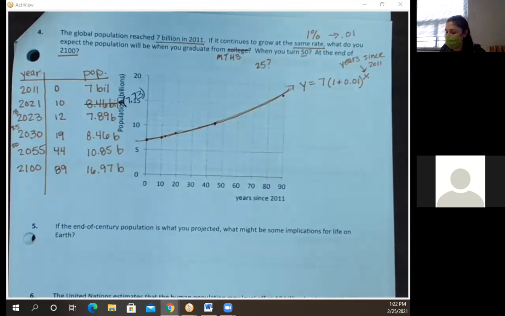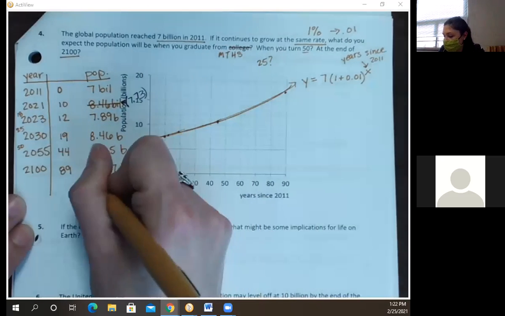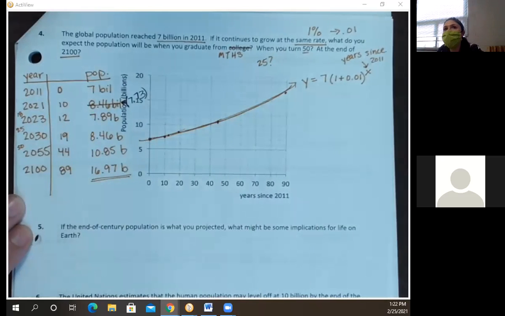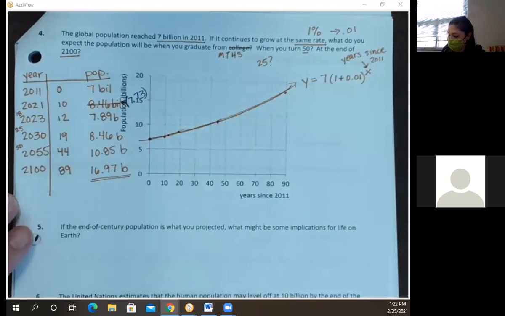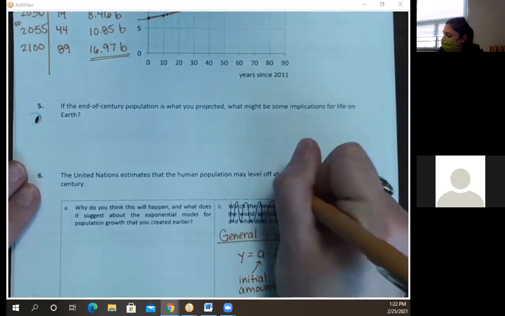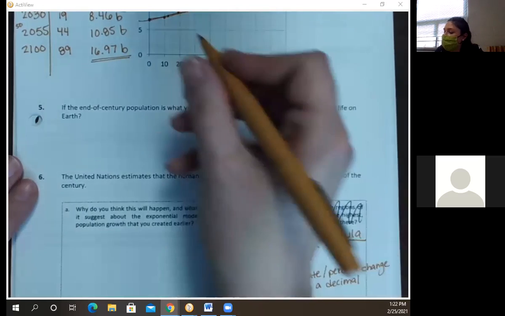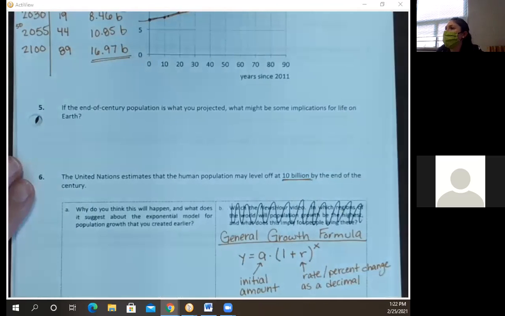Okay. Now, we estimated by the end of the century to have just under 17 billion people. Now, the UN estimates that our population is going to level off at about 10 billion by the end of the century. Why would they not follow our projection? Why would their estimate be different than ours?